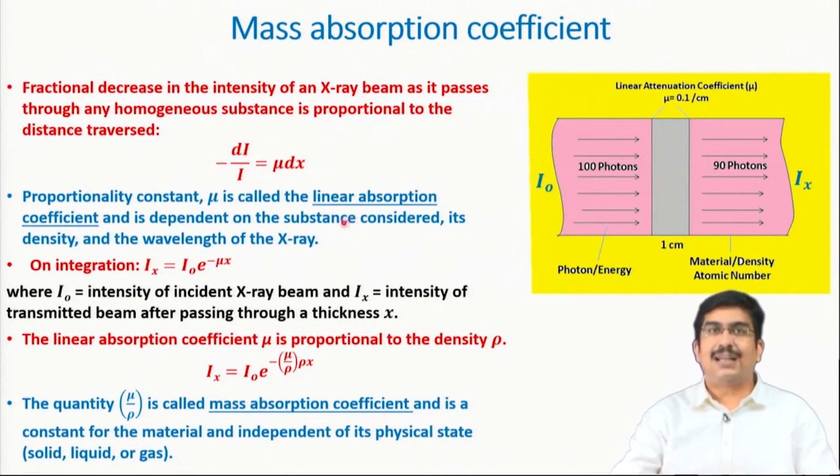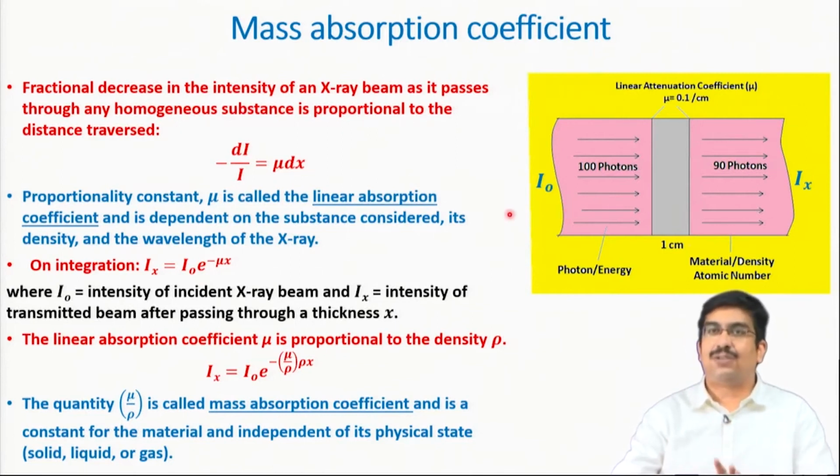To understand this linear absorption coefficient, which is sometimes also called the linear attenuation coefficient, we imagine there are 100 X-ray photons coming from this side as the incident X-ray. Out of that, 10 photons are absorbed by this material, which is around 1 centimeter thick, and on this side we get around 90 photons. So that means dI is basically I naught minus Ix.